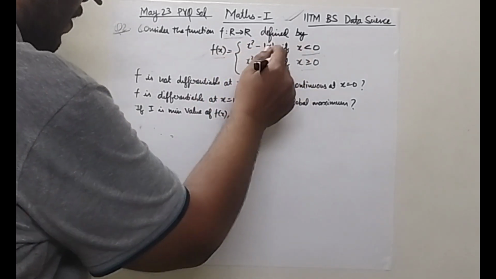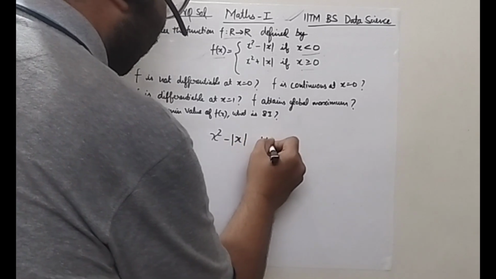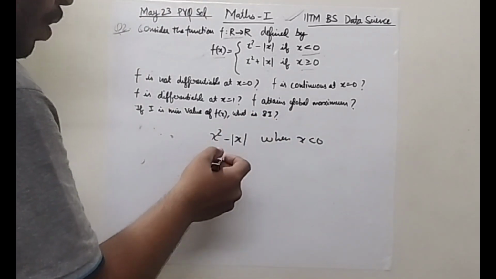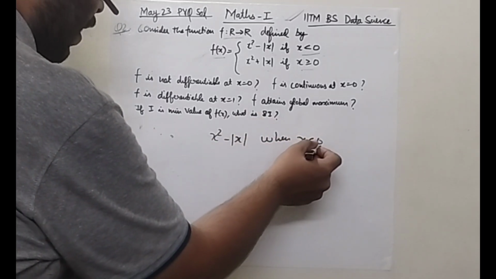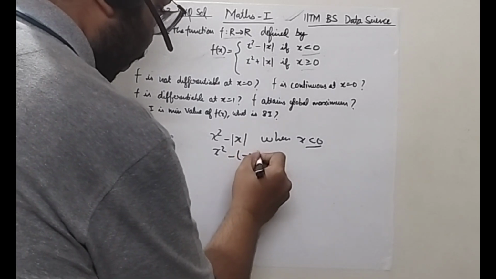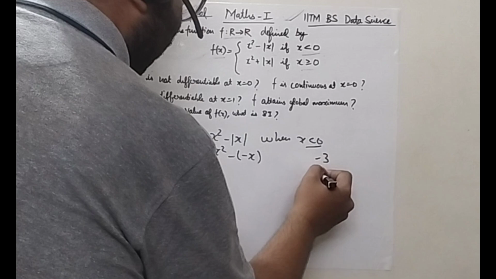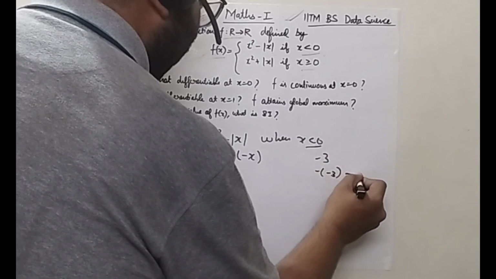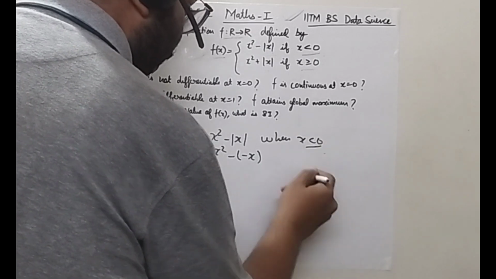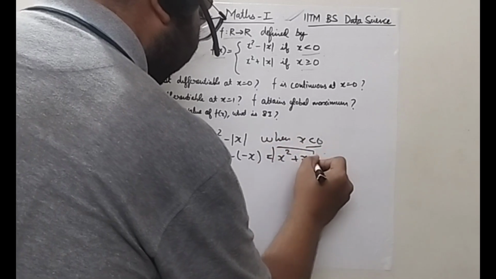So let's first simplify this. This is x square minus mod x when x is less than 0. We know the property of mod x is that when x is less than 0, it will be minus x. It means if x is minus 3, mod x will be plus 3. So it got simplified as x square plus x.